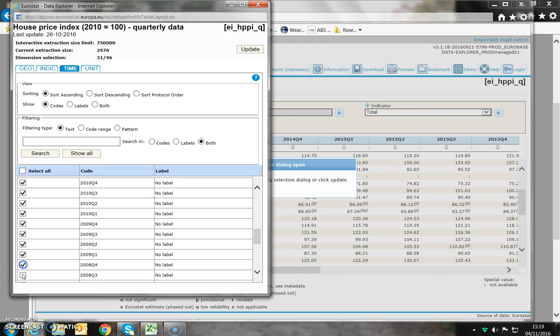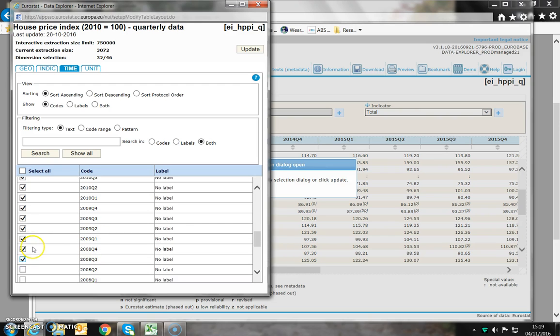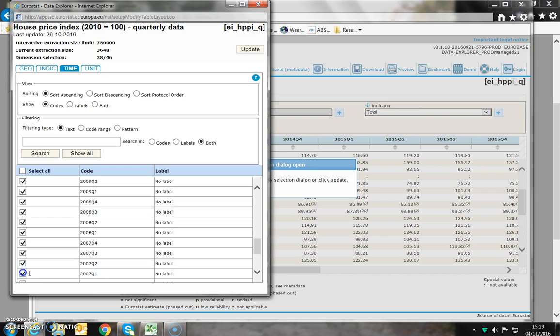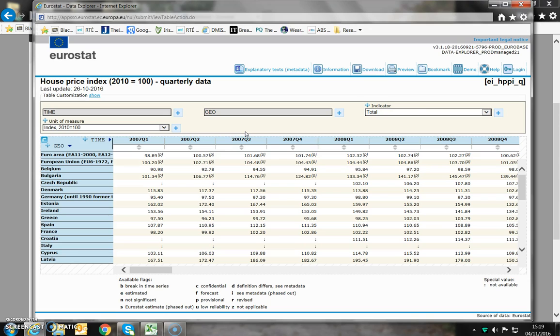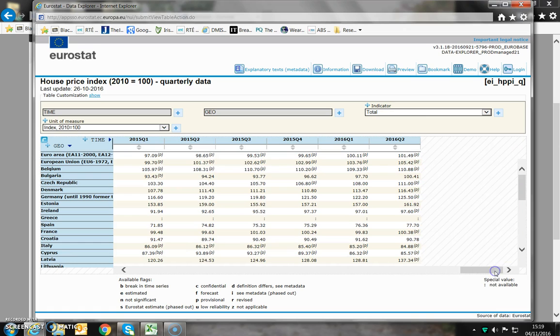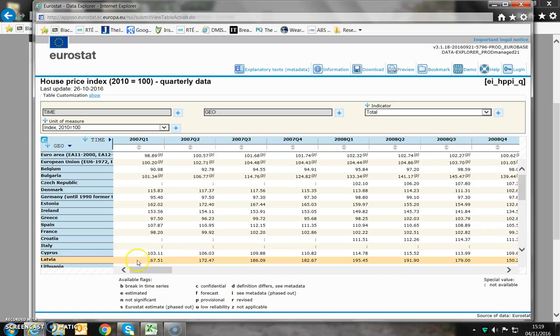Okay. Even though 2010 is our base, we can still go back as far as 2009, 2008, 2007 if we want. Okay. So we go update. It'll be very busy now, our graph. Our table. So we can go back to 2007 quarter one. And we can scroll all the way along. You'll see that you have all the data still up until 2016 quarter two.